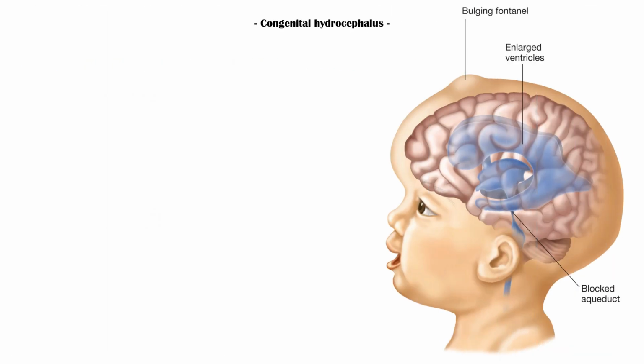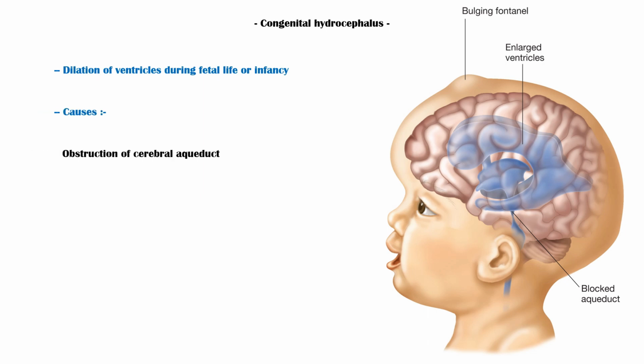Congenital hydrocephalus is referred to as dilation of ventricles during fetal life or infancy. Causes include obstruction of the cerebral aqueduct, Chiari malformation, in which a part of the brain extends into the spinal canal due to an abnormality of the skull, premature births, which cause bleeding into the brain and disrupts the CSF flow, and Dandy-Walker malformation, which is a rare condition characterized by agenesis of the cerebellum and cystic dilation of the fourth ventricle.